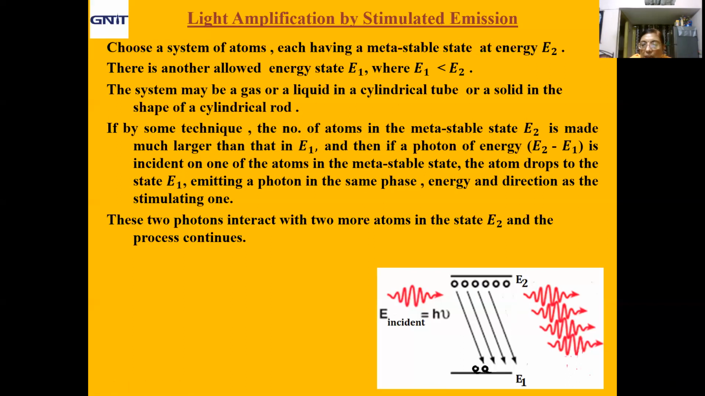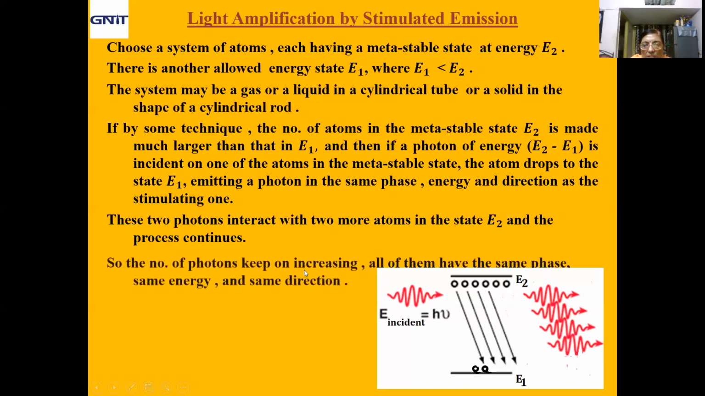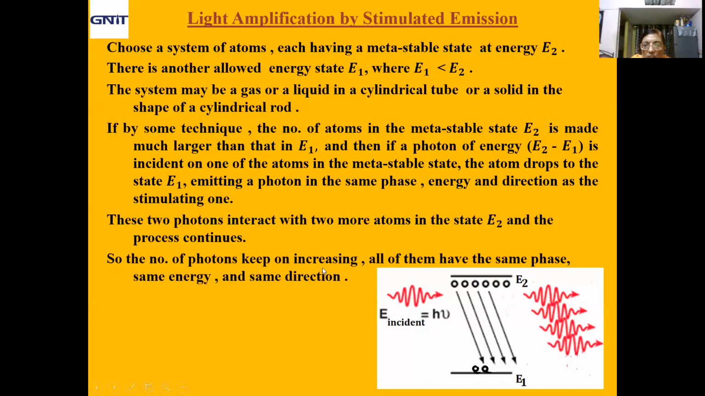What will be the net result? Two more photons will come out, because two more atoms will come down to the lower energy state, and these two photons again have the same energy, so same frequency, same wavelength, in the same direction and in the same phase. And so this process will continue. The number of photons keeps on increasing. All of them have the same phase, same energy and same direction, which is nothing but the amplification of light.